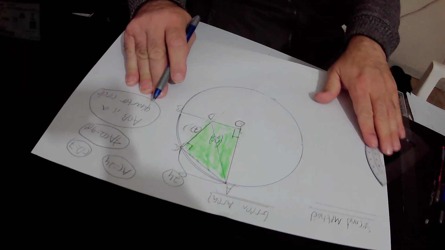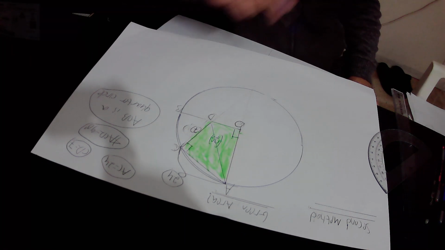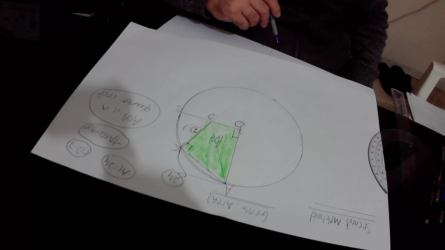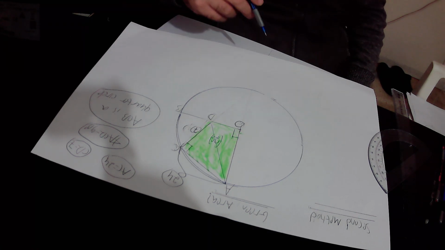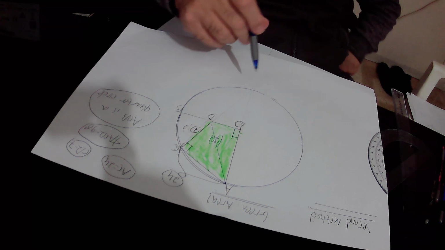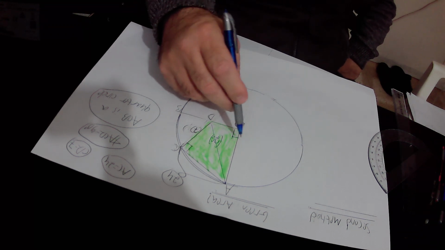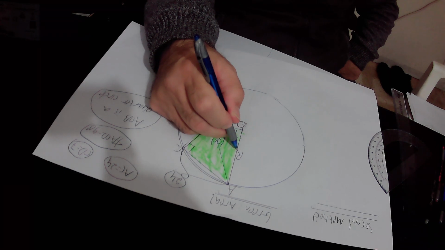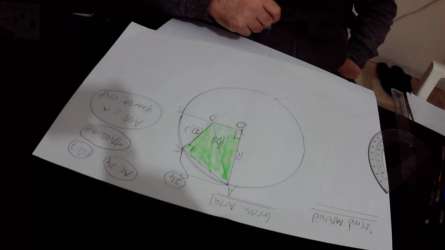Point O is the center of the circle. Point A is a point on the circle itself, therefore AO is the radius of this circle. We define the radius of this circle as R, therefore AO is R. This is the radius of this circle.